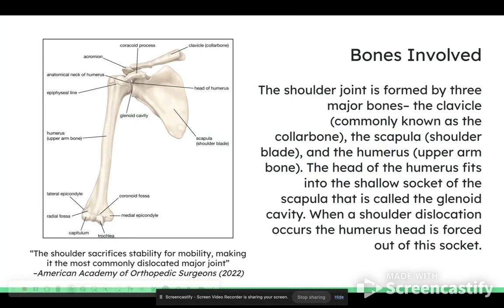The bones involved. There are three major bones that make up the shoulder joint, and those are the humerus, scapula, and clavicle. The humeral head sits in the glenoid cavity of the scapula, creating a ball and socket joint. In this injury, the humeral head is forced out of the glenoid, usually in a downward and forward direction, which is called an anterior dislocation.